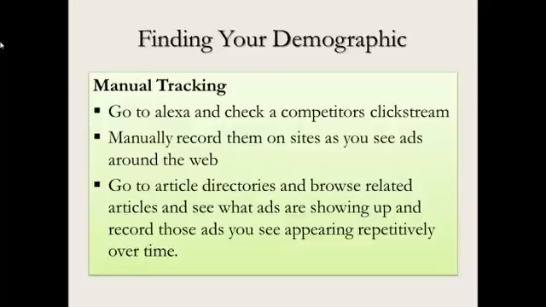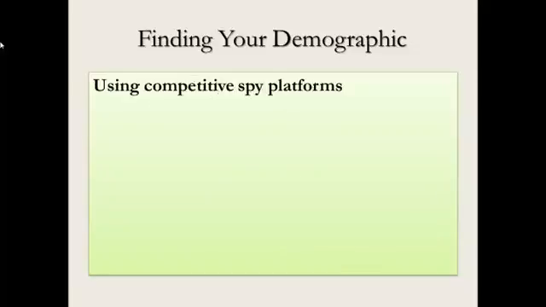We can manually record them on sites as we see their ads around the web. This is kind of an act of labor, but we can go around the web and make notations of where we see their ad. And the other way we can do it is by going to an article directory and browse related articles. So what I mean by this is we can go to, for example, ezines.com and look under a specific category, and that category is going to show ads related to that keyword, and we're going to want to record what ads we're seeing on a repetitive basis, because we can assume that if it just keeps running and running that it's working.